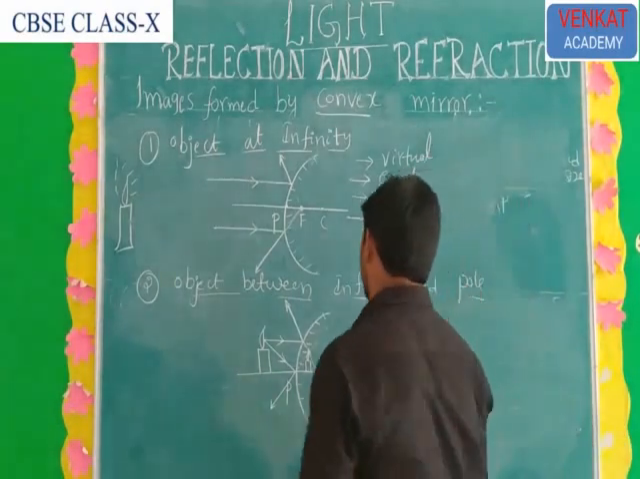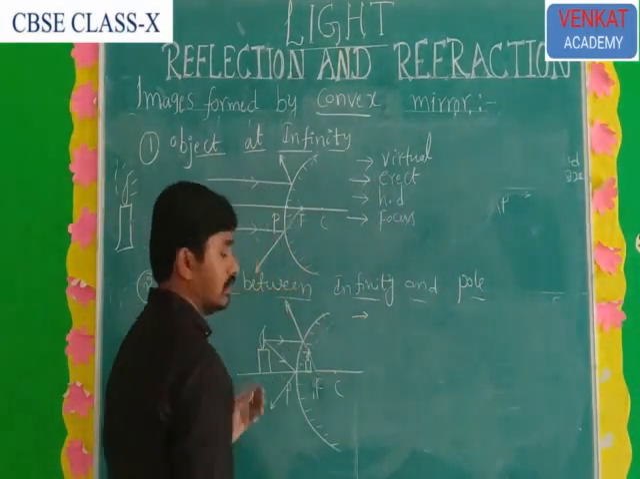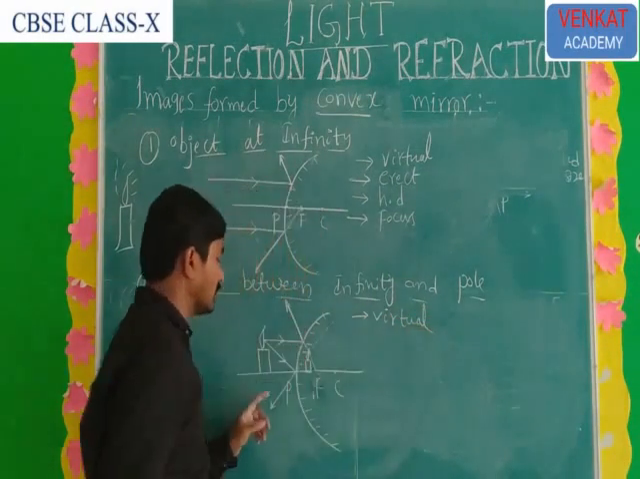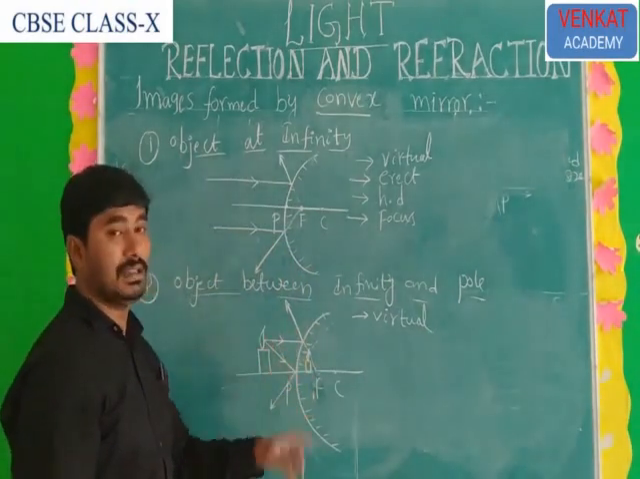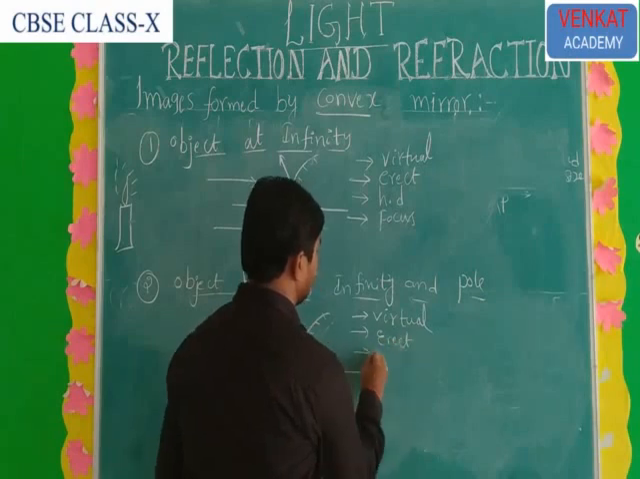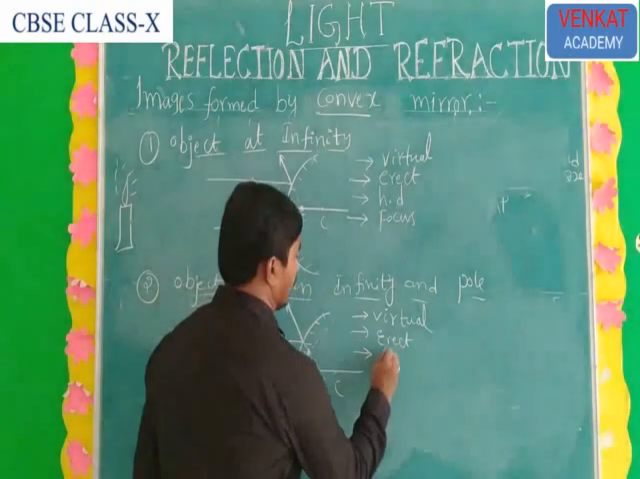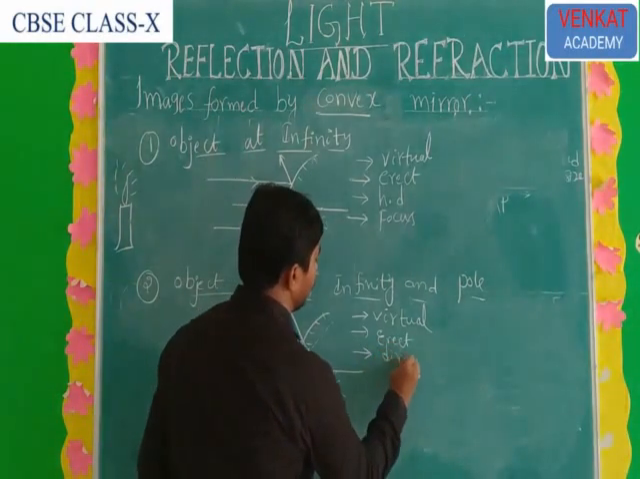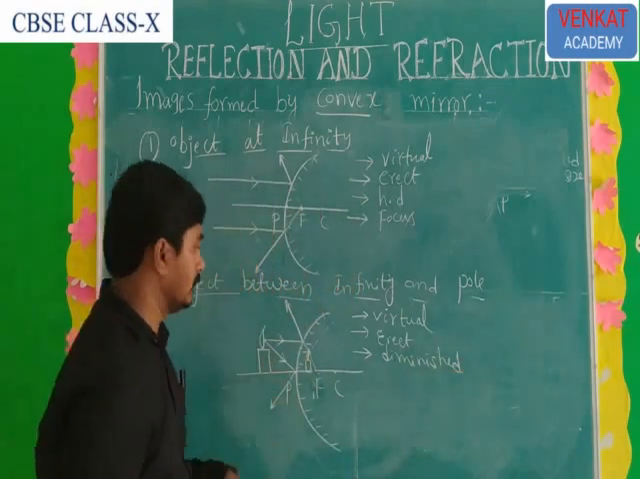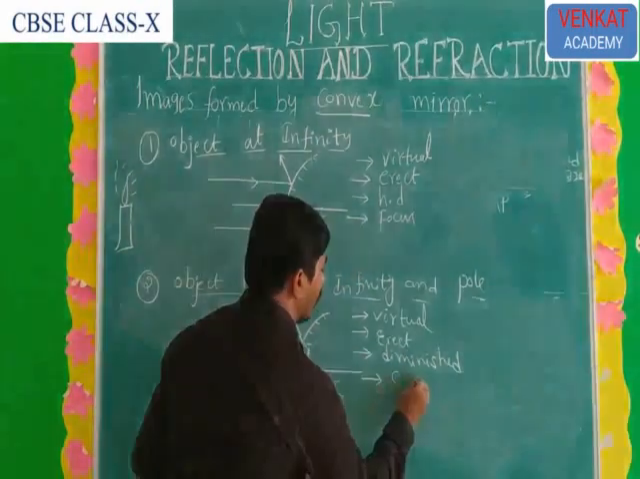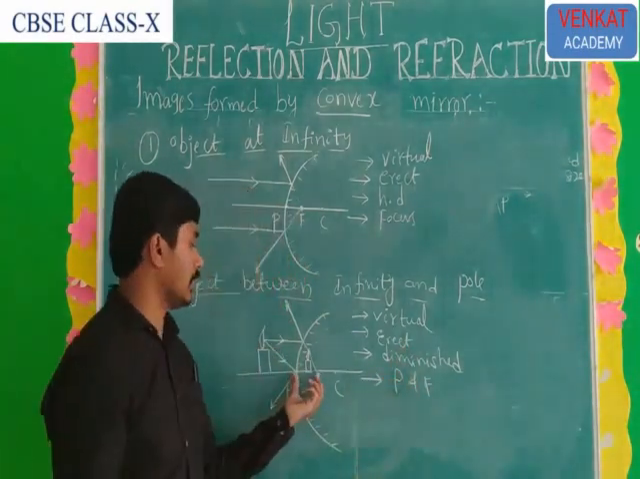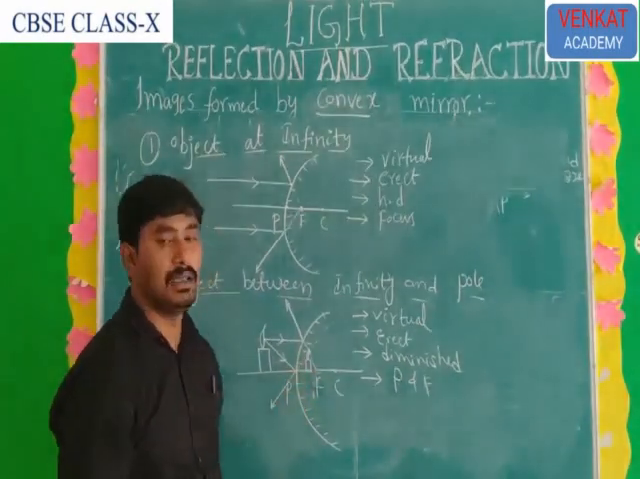Then what about image characteristics here? So the image is surely virtual, because the reflected rays do not touch directly. When you draw the corresponding rays, the corresponding rays only form the image. So virtual means the image is erect. Then what about size? So the size is somewhat diminished, somewhat smaller than the object. Then what about position? Image is formed between C and F. Sorry, between P and F. So image formed between P and F. That is the image characteristics.